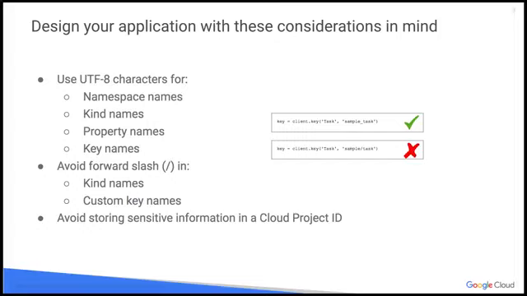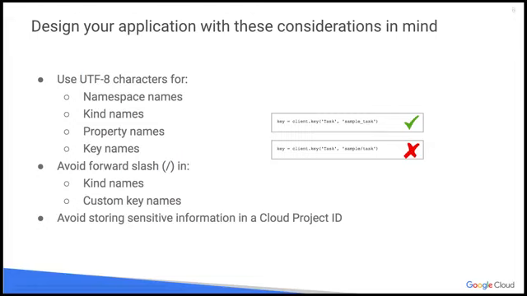Design your application using Cloud Data Store with these considerations in mind. Always use UTF-8 characters for namespace names, kind names, property names, and custom key names. Non-UTF-8 characters used in these names can interfere with Cloud Data Store functionality. Do not use a / in kind names or custom key names. / in these names could interfere with future functionality.